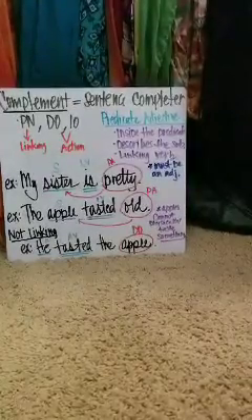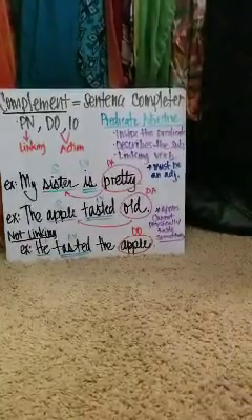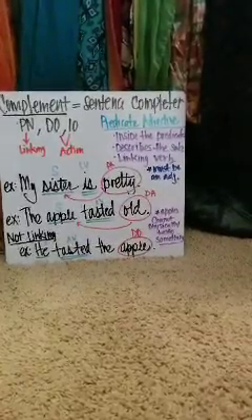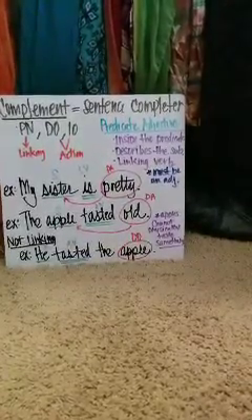So my complement could not be a predicate nominative or predicate adjective. It has to be a direct object. So he tasted what? The apple. The apple in the sentence would be a direct object.